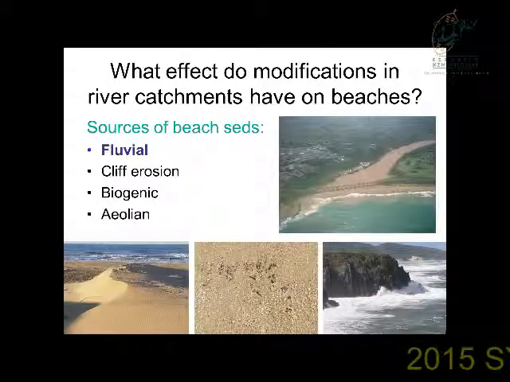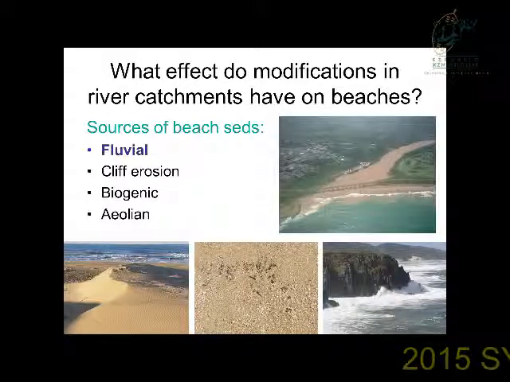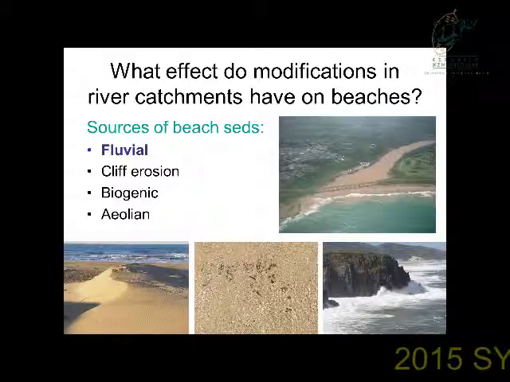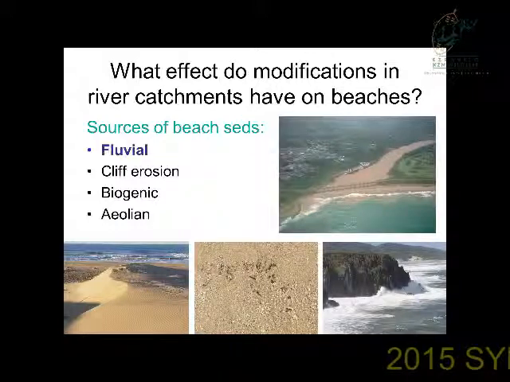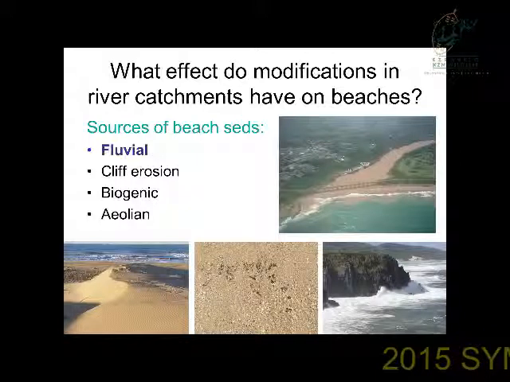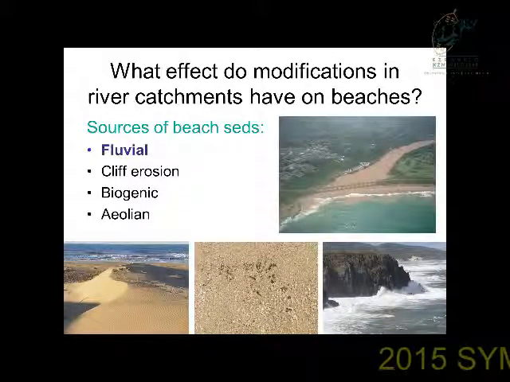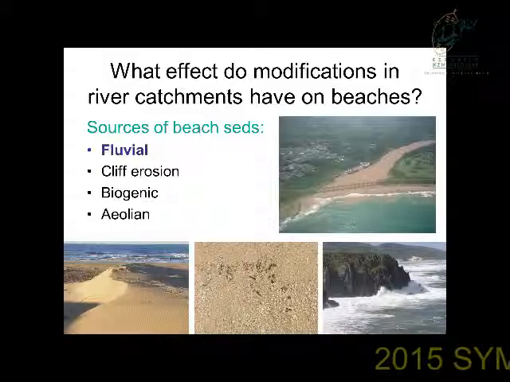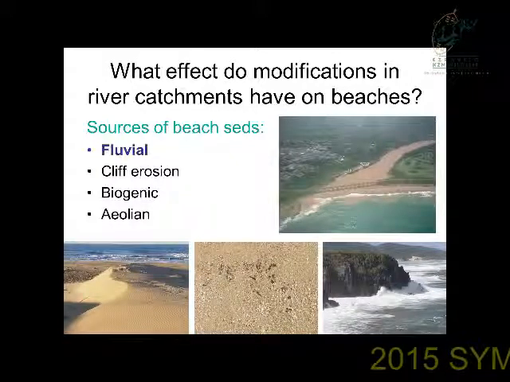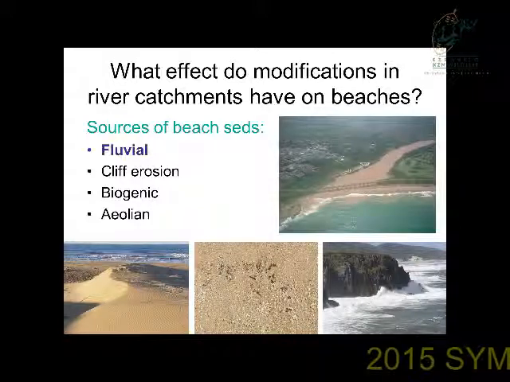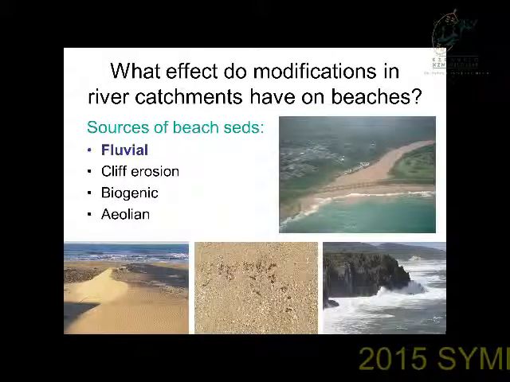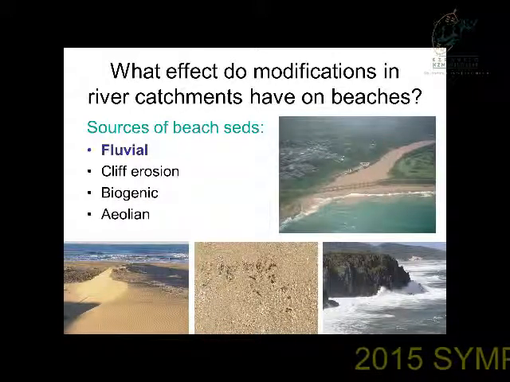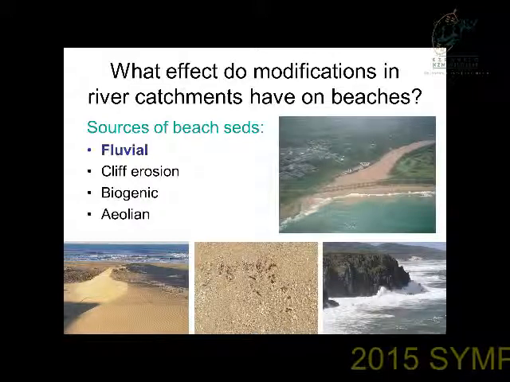Okay, so one of our concerns from Coastwatch is what effect do modifications in river catchments have on our beaches? In order to understand that, I need to take you through what the sources of beach sediments are. The major source, obviously, is fluvial: a lot of beach silt and sand coming down, different size fractions of sediments that get brought down. It's important to know that the larger fractions are the ones that are coming through and getting deposited on our beaches. There's cliff erosion, and there are some beaches in the background.